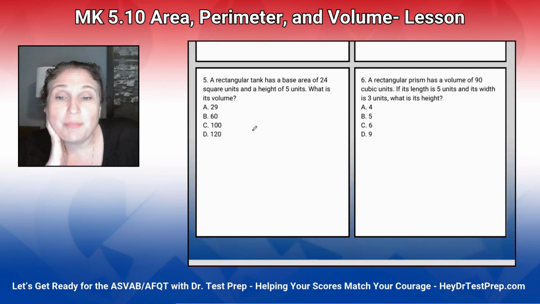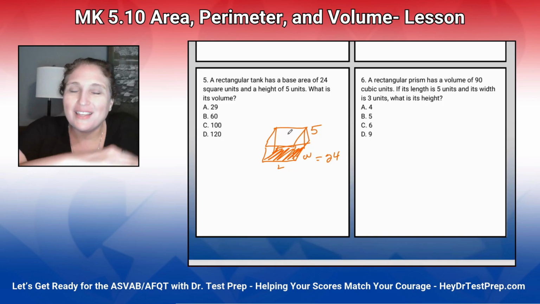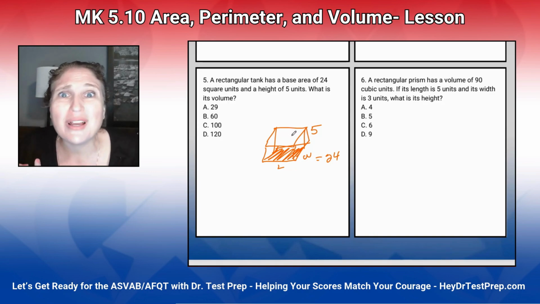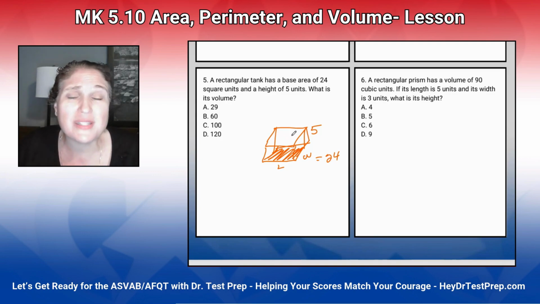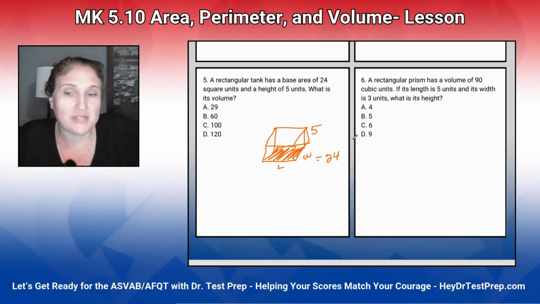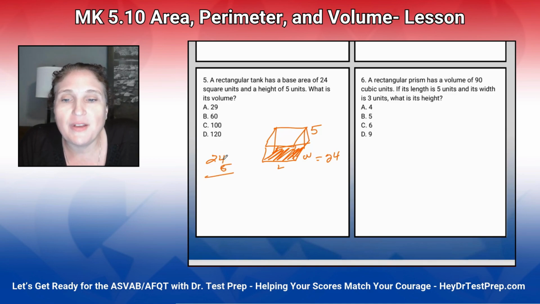A rectangular tank has a base area of 24. So this one I will kind of do a horrible job of drawing. So this entire length times width is 24. This height is 5. So you think you're missing stuff, but you're not. They already combined the 24 for you. So it could be 1 times 24. It could be 2 times 12. It could be 3 times 8. It could be 4 times 6. It could be anything. But just know the bottom is 24. So we've got the bottom base times the height. 24 times 5 is 120.